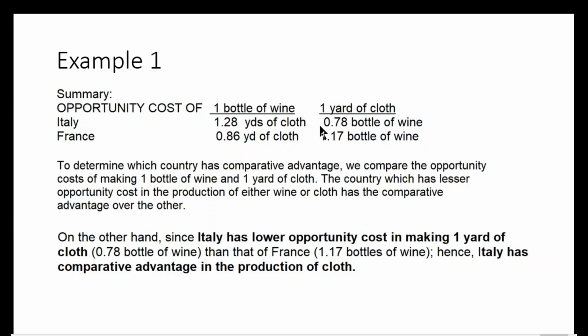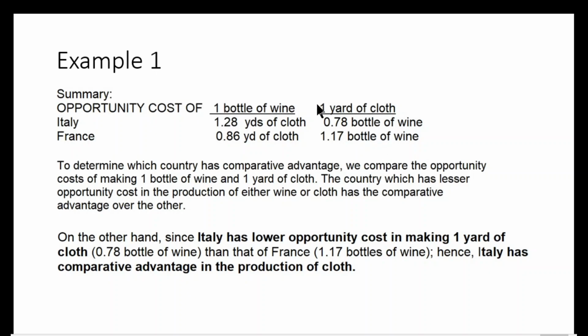Meanwhile, since Italy has 0.78 bottle of wine as the opportunity cost for 1 yard of cloth, compared to France with 1.17 bottles of wine, Italy has a comparative advantage in the production of cloth.